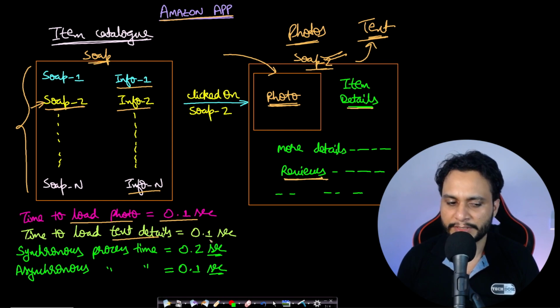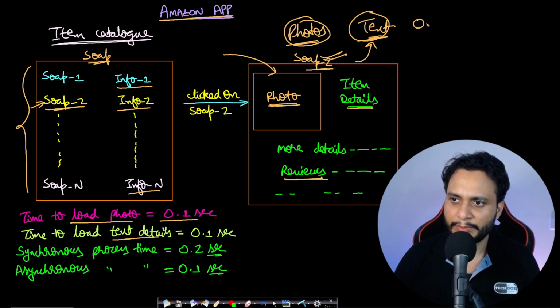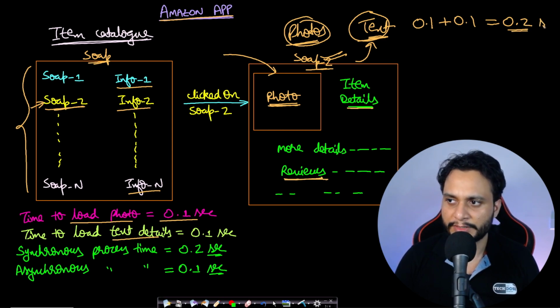details is 0.1 second. So if we are doing this one by one, like once we load the photo, then we will load the text, or let's say once we load the text, we will load the photos, then the time to retrieve the text plus the time to retrieve the photos will be added and you will get all the details in 0.2 seconds.